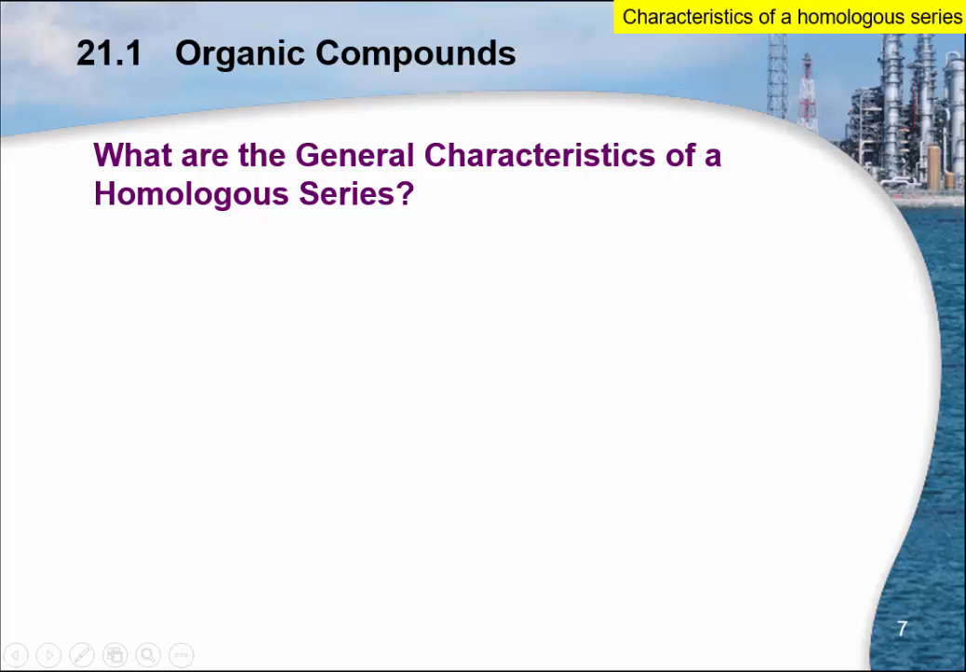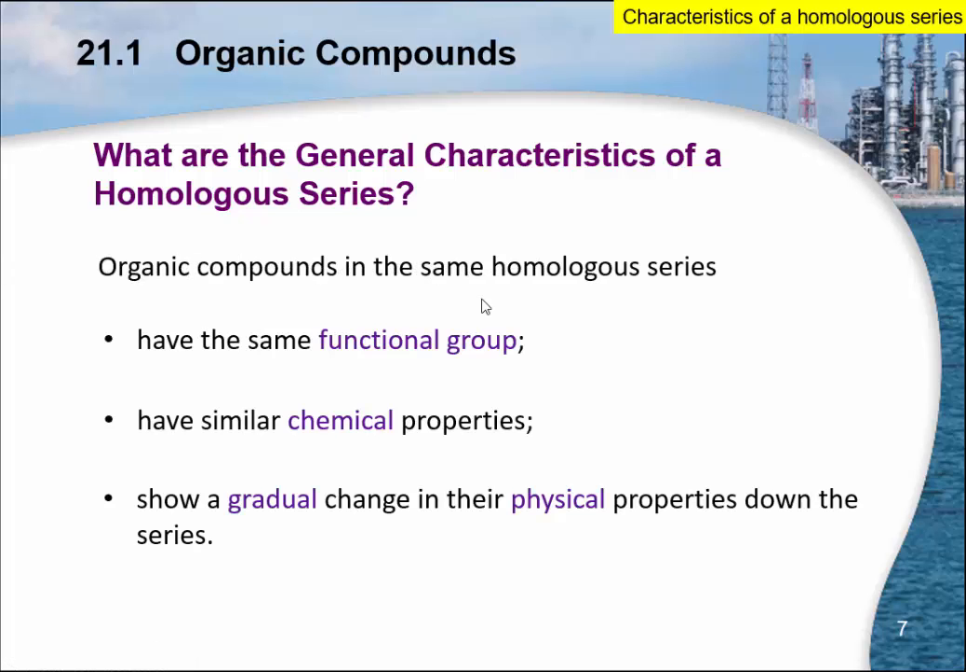What are the general characteristics of a homologous series? In the same homologous series, they must have the same functional group. And because of the same functional group, they have similar chemical properties. And this property can vary from less reactive to more reactive and so on. And it shows a gradual change in their physical properties down the series. In other words, down the series means as the molecules become bigger and bigger, there's a gradual change in the physical properties.